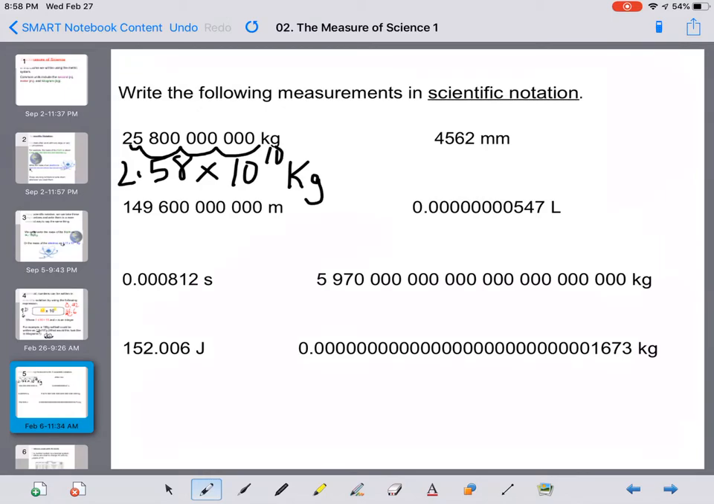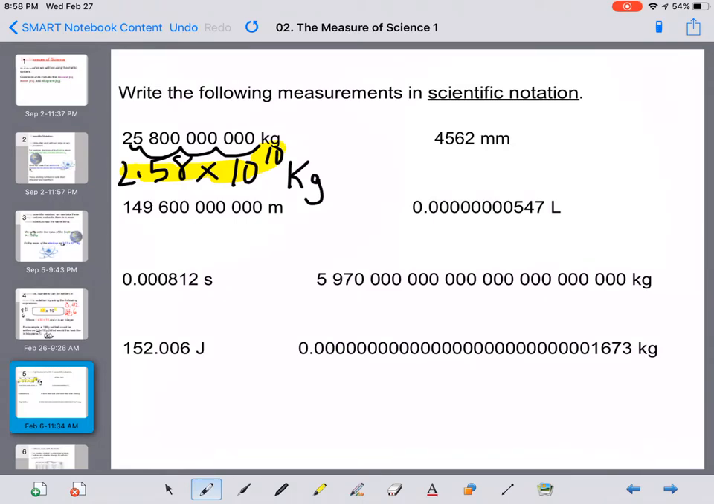A popular thing that I've seen in the past sometimes is that people will write 2.58 and then put the unit before the times 10 to the exponent. Always write out scientific notation first. So all of the scientific notation first, and then your unit comes in afterward.